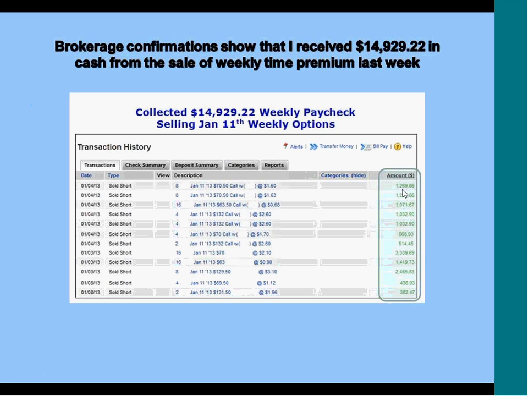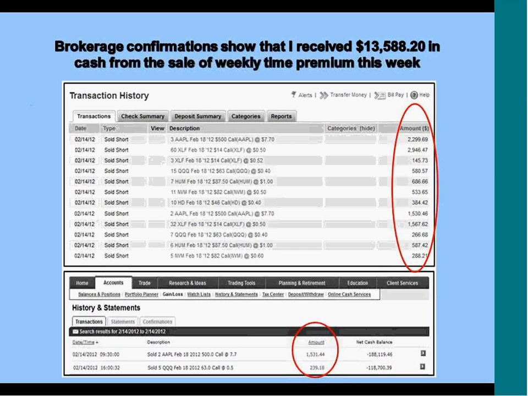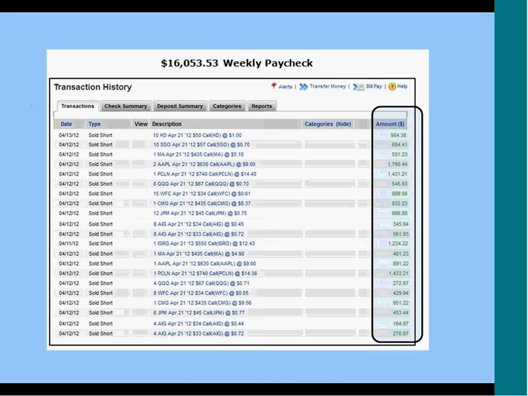January 11th, I collected $14,929 in weekly option premium. This was last year. February of last year, I collected $13,588 in time premium. This was April of last year. I collected $16,000. So I've been very active with these weekly covered calls.